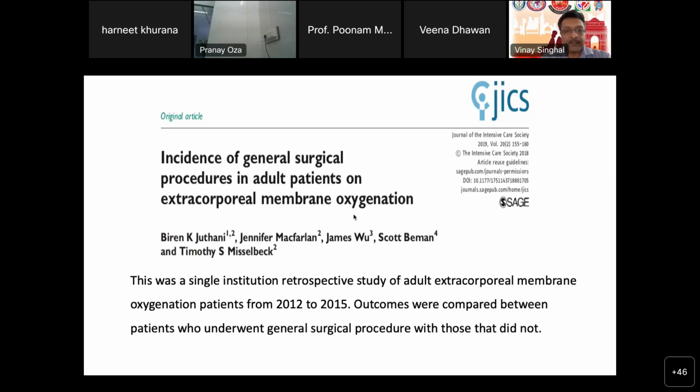So one of the studies was published in 2019. It was a single institutional retrospective study done from 2012 to 2015, and here outcomes were compared between the patients who underwent general surgical procedures and those who did not.